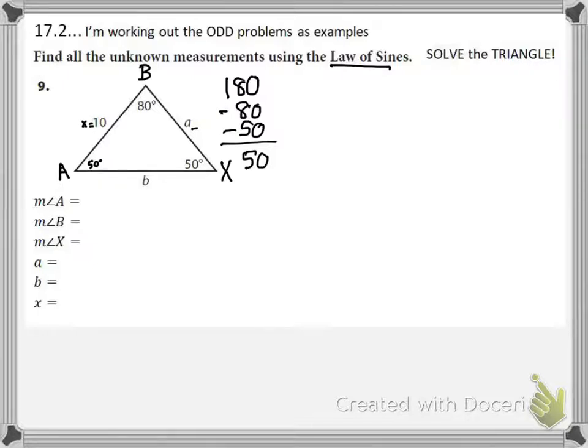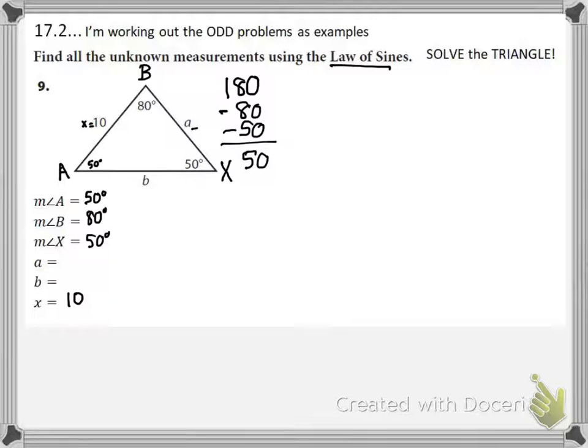So I'm coming down to my answer space here and saying, I now know measure of angle A, 50 degrees, measure of angle X, 50 degrees, measure of angle B, 80 degrees. Please don't forget the degree symbol. Side A, don't know yet. Side B, don't know yet. Side X is 10. They didn't tell me inches, feet, meters, miles. If they tell you, you have to put it on here.